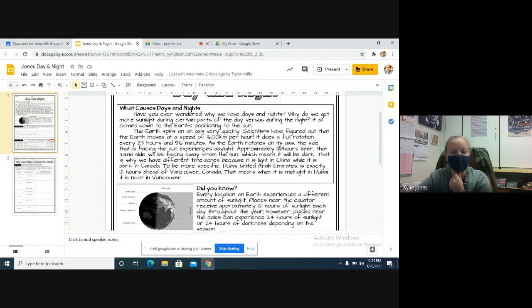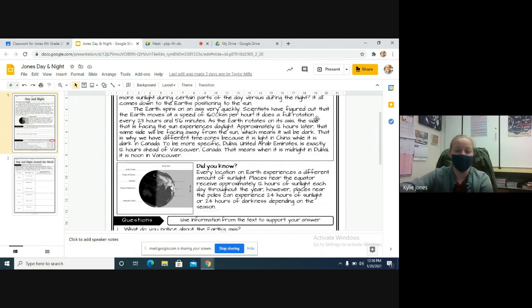As the Earth rotates on its axis, the side that faces the sun experiences daylight. Does that make sense? When we are facing the sun, we get daylight. When we are not facing the sun, we have nighttime, right? Approximately 12 hours later, that same side will be facing away from the sun, which means it will be dark. That is why we have different time zones, because it is light in China while it's dark in Canada. To be more specific, Dubai, United Arab Emirates, is exactly 12 hours ahead of Vancouver, Canada. That means that when it is midnight in Dubai, it is noon in Vancouver. So they're directly across the Earth from each other, right?